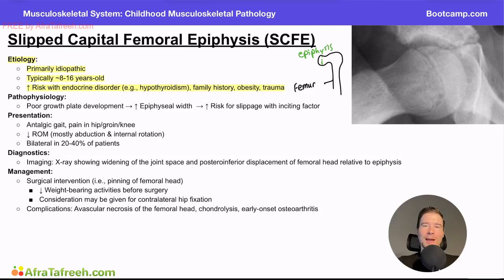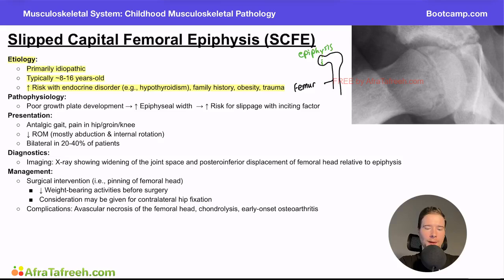Family history, anytime we have a family history of something, kind of a basic principle is that you have a higher likelihood of having it going forward. When we think about obesity and trauma, these two have to do with specifically damaging the epiphyseal plate or the growth plate itself. Obesity is excessive force, excessive shearing on that area that can cause a slippage to occur at the growth plate. Similarly, trauma can actually manually, forcefully cause this to occur in an acute incidence.